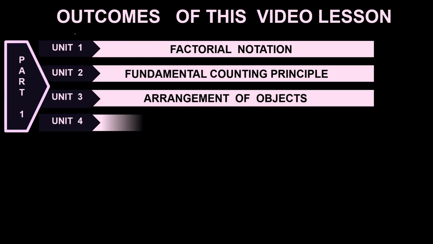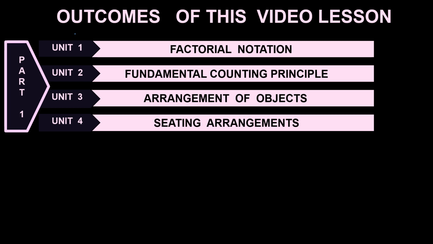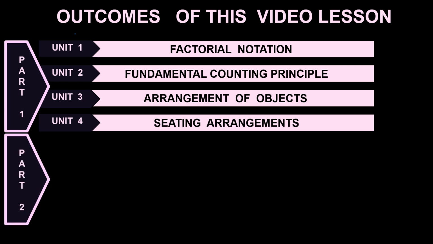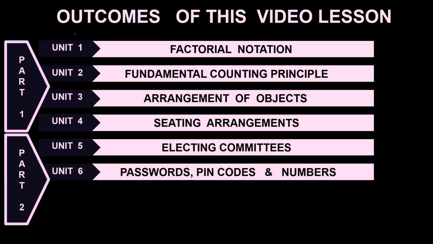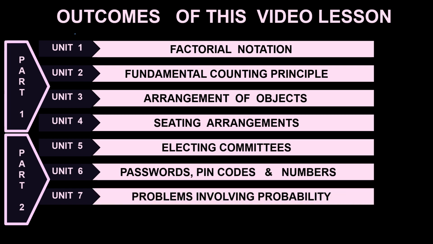In part 2, we're going to just briefly go over the concepts we did under fundamental counting principles and some of the rules we use for arrangements, because we'll be needing it for some of the problems in part 2. Specifically, we're going to look at counting how committees can be elected, and then we're also going to look at passwords, PIN codes, and numbers, and then we're going to take some problems that involve probability.